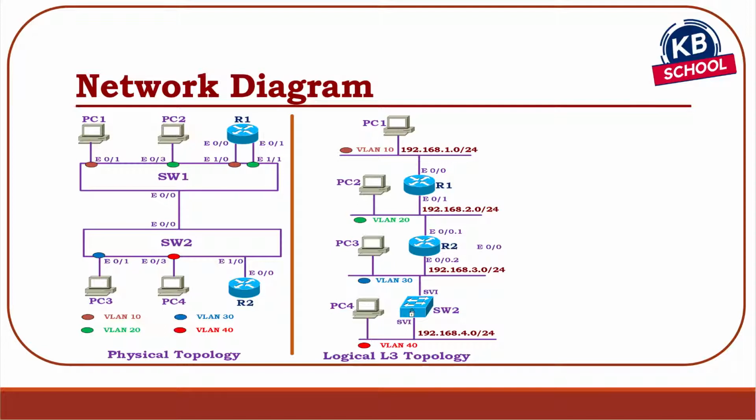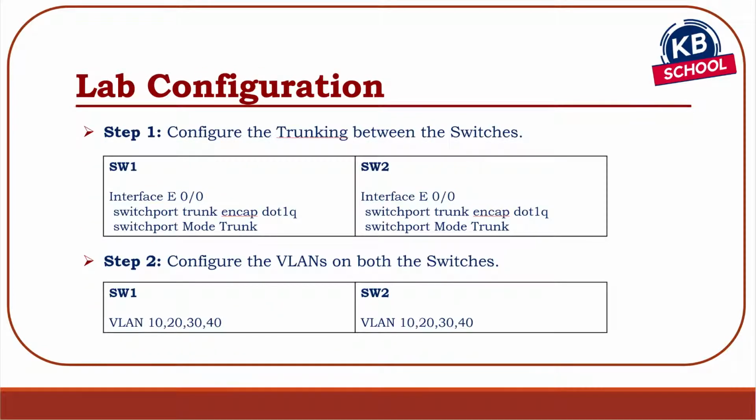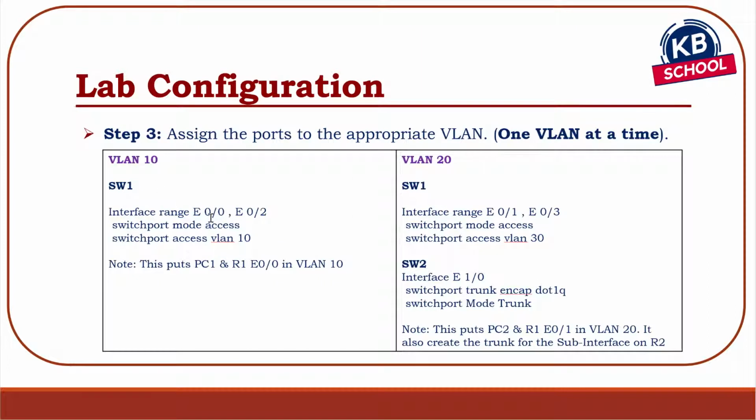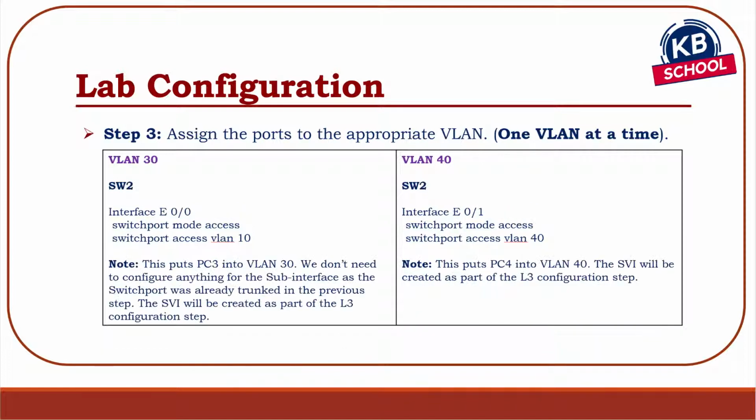routing. Now if you take a look at my configuration, I had done this for you guys already. Now this is VLAN 10, the two ports in the same VLAN, VLAN 20. I've done the two ports, and for the third router, which was the router on a stick, this puts PC2, R1 E0/1, in VLAN 20. It also creates a trunk for the sub interface on router 2. That's this trunk.